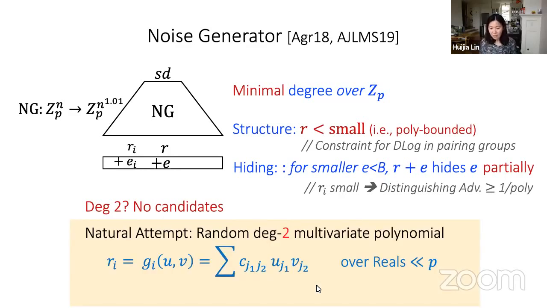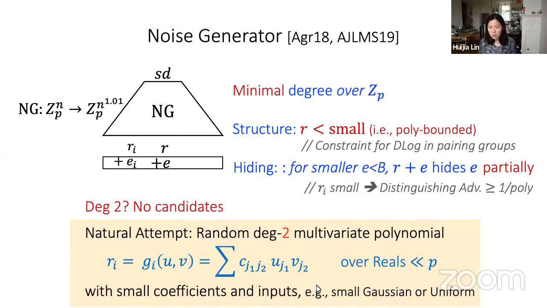A very natural attempt everybody would want to try is to take some random degree 2 multivariate polynomial. Here I write them as a system, as a sum of quadratic monomials. In order to make sure that the output is small, we will evaluate those polynomials over the reals so that it does not create cancellation mod P. Because once it creates cancellation, we have no way of controlling the output of being small. And to make sure that it does not create cancellation, we'll choose all the coefficients of each of the monomials together with the input from some small distribution. You can think about it as small Gaussian or small uniform. This will guarantee that the output is also small and much smaller than the modulus, and therefore there's no cancellation.